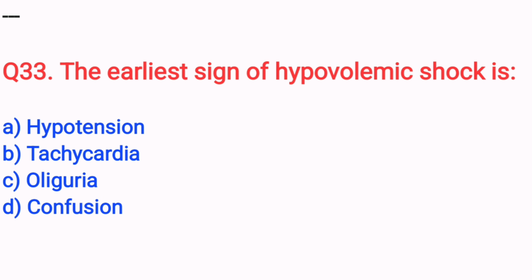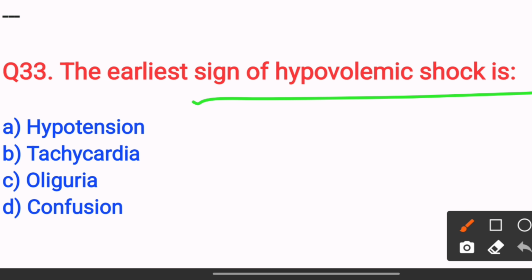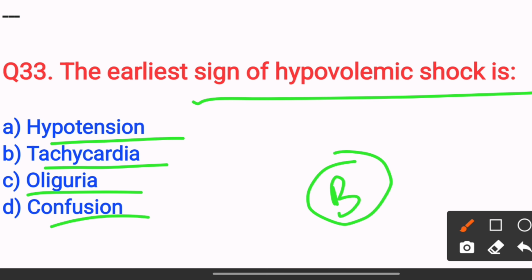Next, the earliest sign of hypovolemic shock is option A hypotension. Option B tachycardia. Option C oliguria. Option D confusion. The answer is option B, tachycardia.